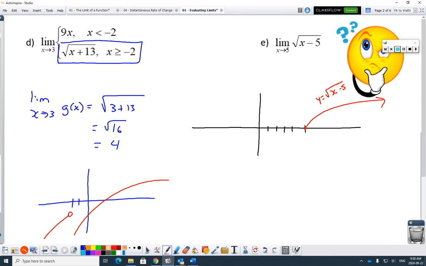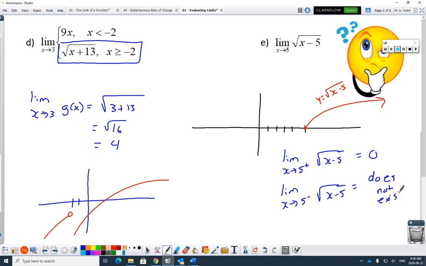Yeah, we can only come at it from the one side. And the limit definition was very specific. You had to be able to come at it from both sides. So what you can do is this. You can say, okay, the limit as x approaches 5 from the positive side of root x minus 5 equals 0. Coming in from the right-hand side is no problem. But coming in from the left-hand side, we have to say does not exist. There's no other choice there but to say does not exist.